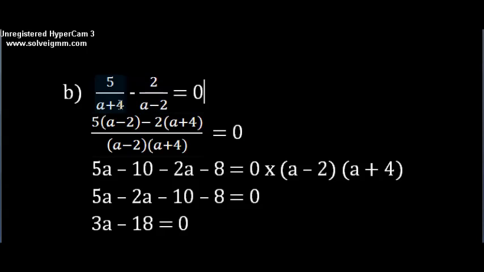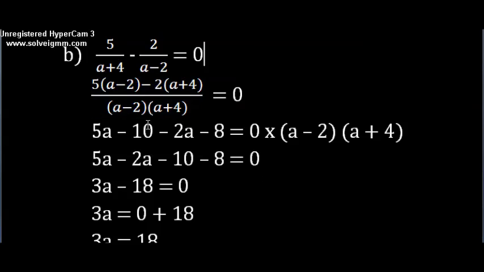Your denominator terms are a plus 4 and a minus 2. So your LCM is a minus 2 into a plus 4. Now in the first expression we will multiply and divide with a minus 2. In the second expression we will multiply and divide with a plus 4. Then you will combine these terms. It will become 5 into a minus 2 minus 2 into a plus 4 equals 0.